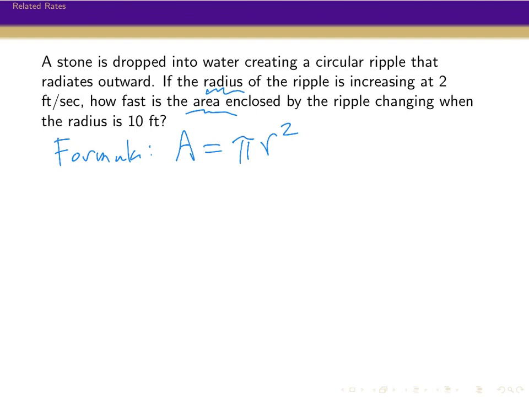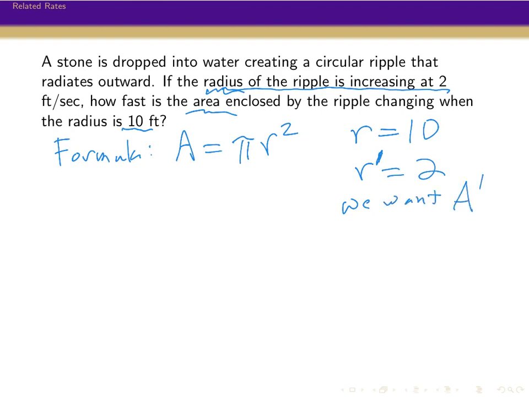The information that we're given is that the radius is 10 feet, so r is equal to 10, and we're told that the radius is increasing at 2 feet per second. That's talking about the derivative of the radius, so r prime is 2. And we want how the area is changing. We want to find A prime.